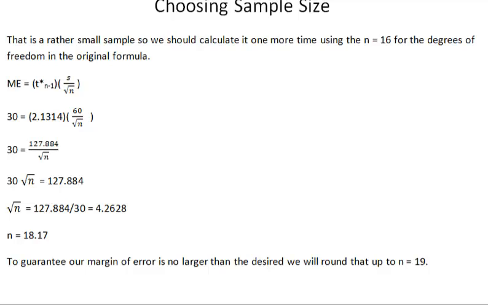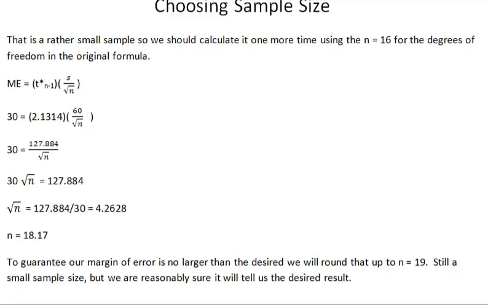Well, since we're supposed to guarantee that it's within our margin of error and that it's no larger than the desired, what we're going to actually use is 19 for N. Still a small number. But even though it's pretty small, we're also reasonably sure that it will tell us our desired result. So that is just a small example that gives you an idea of how to actually choose or calculate the sample size when you don't know how many people you should actually sample, or in this case, exactly how many measurements you should take on the lag.